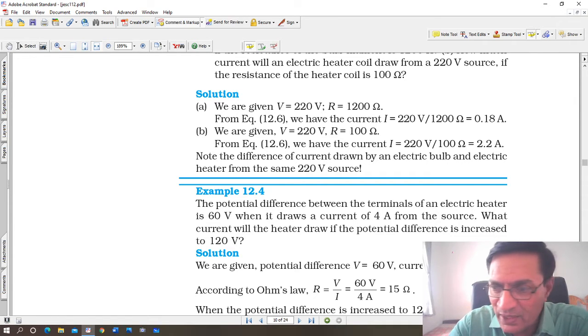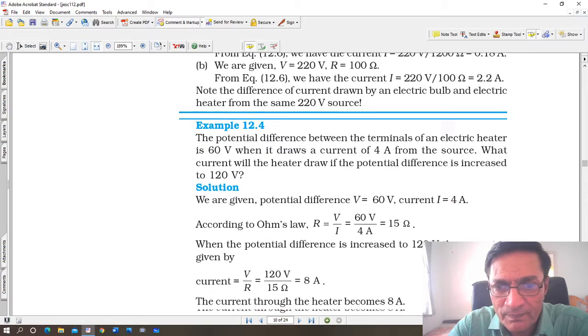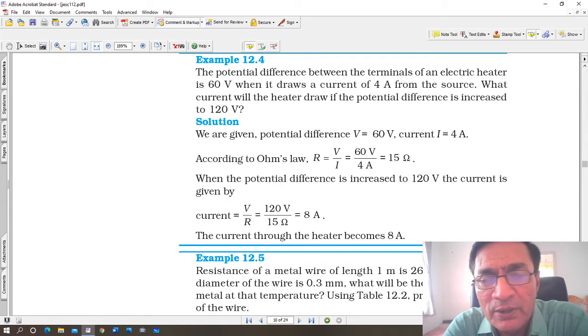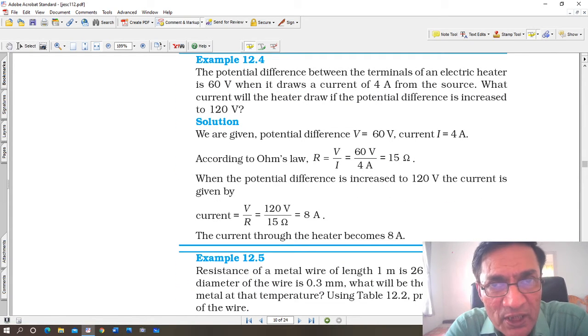Okay, then see the next question here. The potential difference between the terminals of an electric heater is 60 volts.